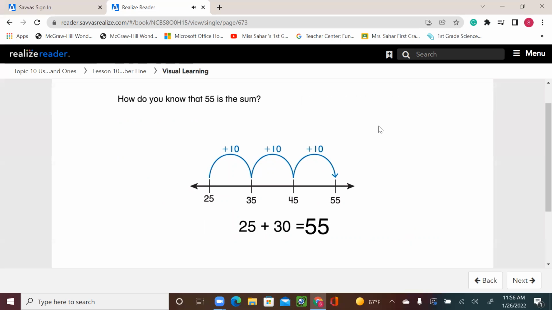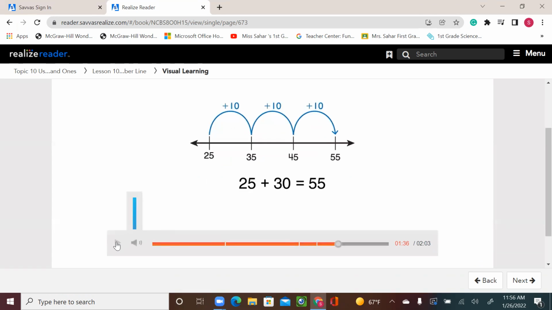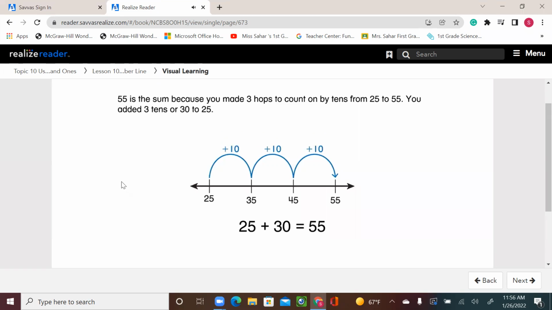How do you know that 55 is the sum? Count the tens. I know I started with 25 and I counted 30, 3 tens, 3 jumps to reach 55. 55 is the sum because you made 3 hops to count on by tens from 25 to 55. You added 3 tens, or 30, to 25.